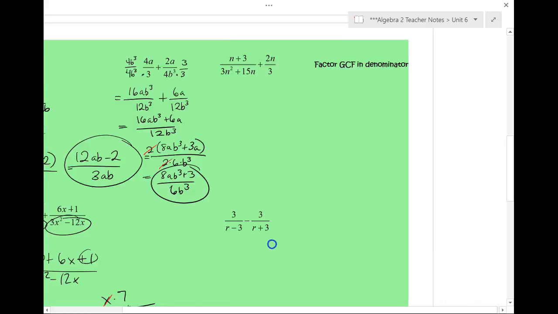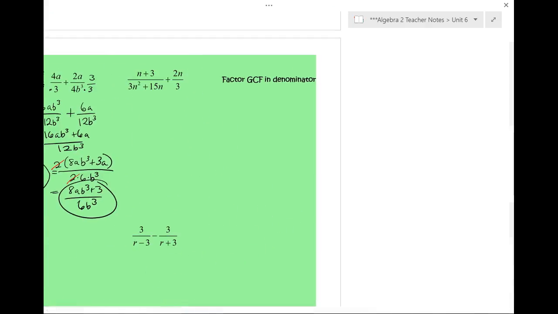Okay, now if I go up here to the right. Now, with this one, I say factor GCF in denominator. The reason I say that is because obviously the denominators are not the same, but it's a little different this time because we have a binomial here on the left and just a single term here on the right. And so what I'm going to do is factor the left here so I can figure out exactly what I need to multiply times this 3 on the right.